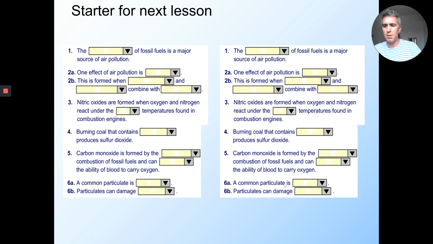What you need to do is write the numbers 1, 2, 2A, 2B, 3, 4, 5, 6A, 6B. And then just write down what were the words for each of those things. Can you fill in the missing words for that thing? It says start for next lesson. That is a lie. That's now. So copy down the numbers. Don't copy the whole thing out, and write down the words.